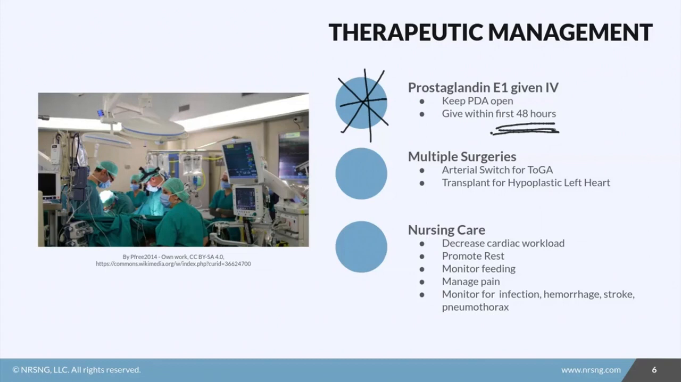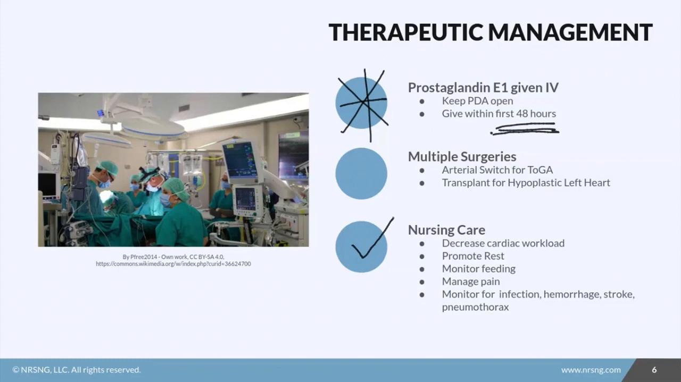As I said, these are pretty complex, so most of these are going to require multiple surgeries. For TOGA, they need an arterial switch, and a lot of kids who have a hypoplastic left heart actually end up needing a complete heart transplant. Your nursing care for these really complex surgeries is all about decreasing cardiac workload, and this is done primarily by encouraging rest and managing the child's feeding.